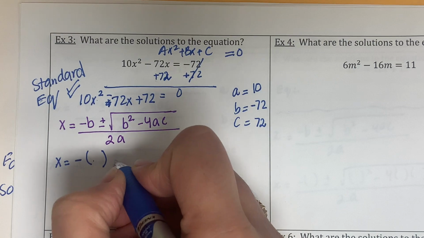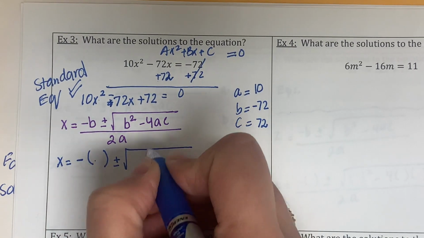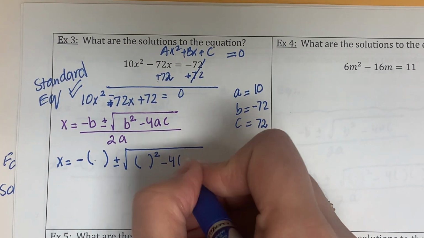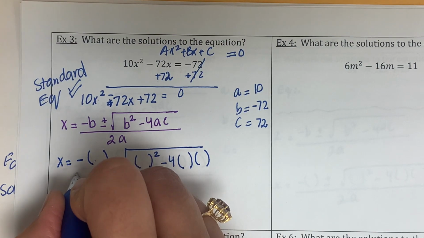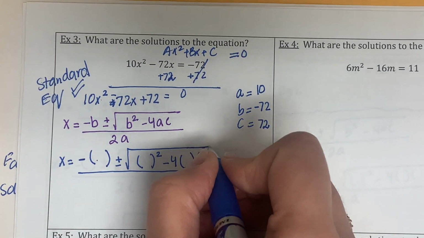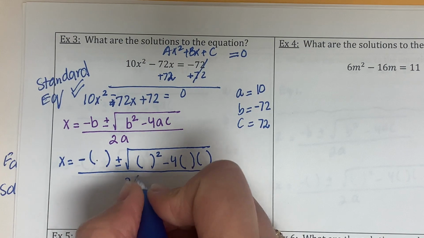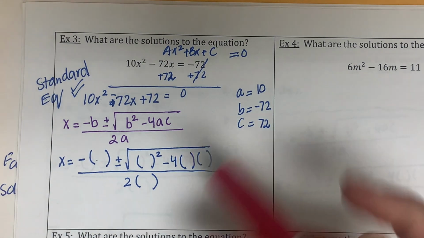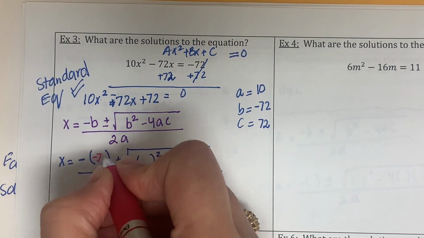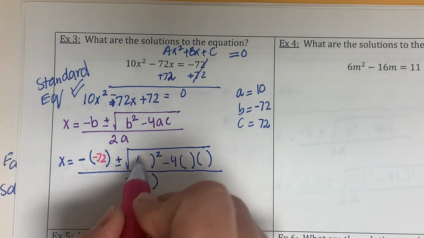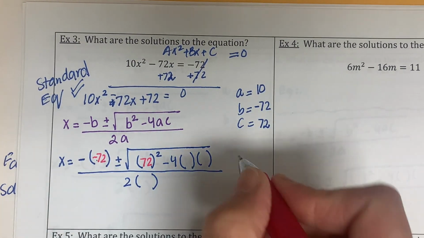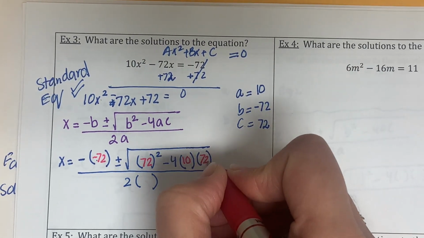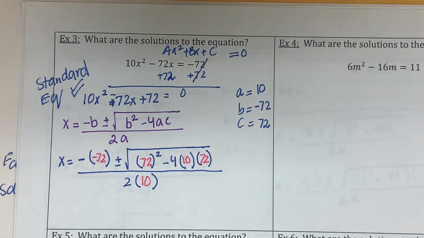I'm going to plug in the b value here and then square it. Minus 4 is part of the formula. A and C are going to go in these parentheses. That division sign is all over, so make sure it is all across, and then 2 times, and I'm going to put the A value in the parentheses as well. So B is negative 72. B squared is again 72 squared. A is 10, and C is 72, and A is 10.